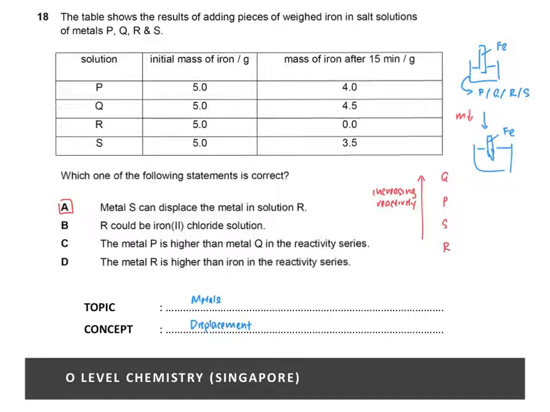R could be iron(II) chloride solution. Right, if R is iron(II) chloride solution, there shouldn't be any displacement because the metal in question would be just iron, so it's obviously wrong.